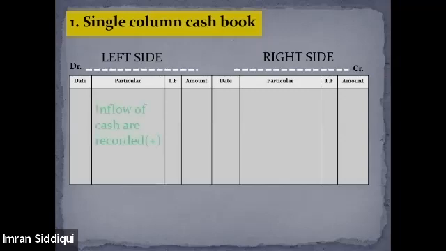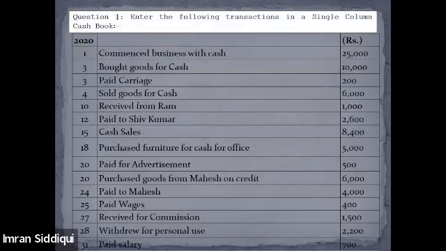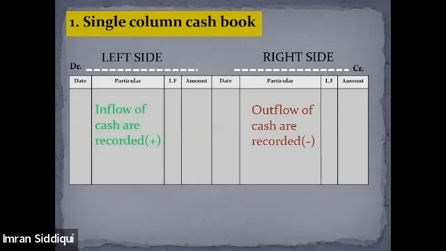Now, all the cash related inflows are recorded on the debit side of the cash book. That means all transactions which cause an increase in the availability of cash will be recorded on the debit side, whereas all transactions which lead to the outflow of cash, or cause a reduction in the availability of cash, will be recorded on the right side, that is the credit side of the single column cash book. So precisely speaking, all the inflows are recorded on the debit side, and all the outflows of cash are recorded on the credit side. This is enough to understand the meaning of the single column cash book. From this point onward, we can directly start with the question.